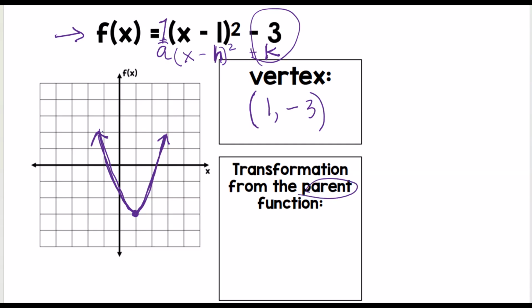So now we are going to describe, well, what transformation? So the parent function is just the normal x squared, okay? So from the normal x squared, what has happened to this one? It shifted where? So the normal parent function has the vertex at 0, 0. So this one has been shifted what?